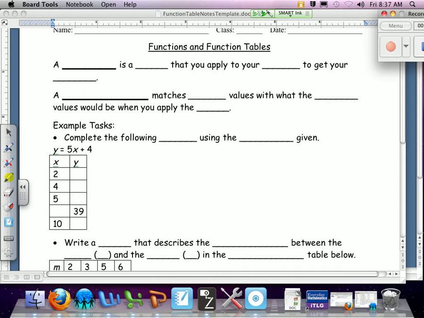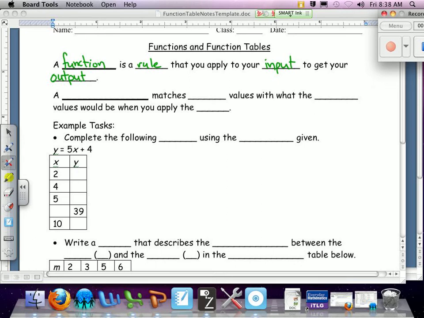So a function is a rule that you apply to your input to get your output. Some people might have called it a rule table, an input-output table, that sort of thing, because that's what it's getting. It's how you apply a rule to the input to get an output.